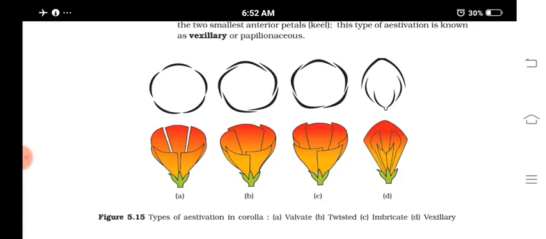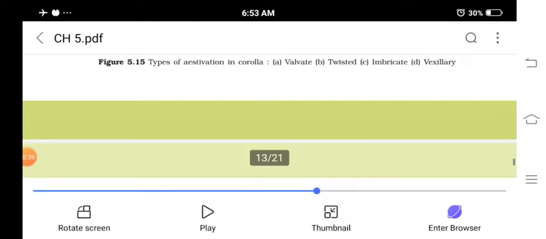Then the gram family. So I hope you understood all this. Estivation is the relative arrangement of petals and sepals with respect to the other members in a bud. There are mainly four different types of estivation. What are they? Valvate, twisted, imbricate, and vexillary. Hope you understood this.